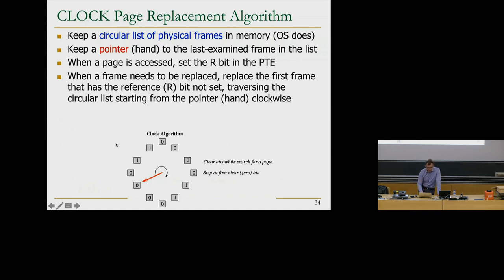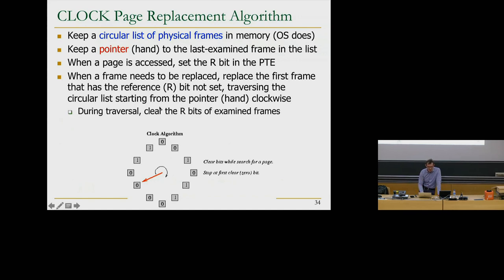you want to figure out which one to replace among all of these. You replace the first frame that has the reference bit not set. So in this case, you replace this one, and then go to the next one. And you traverse the circular list starting from the pointer. You go clockwise. That's why it's called clock. You can think of this visually that way.